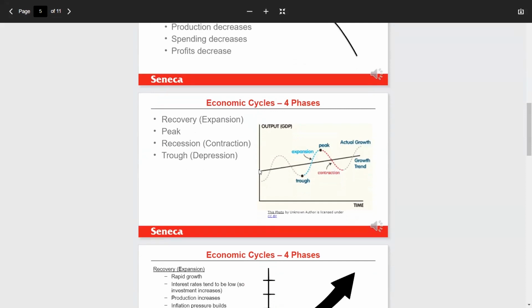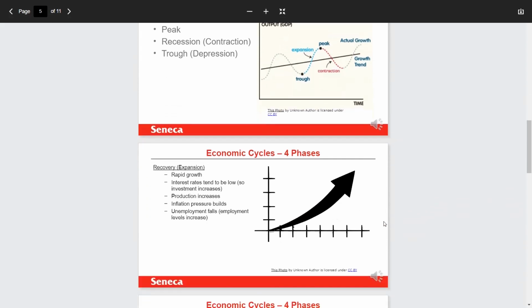So economic cycles have 4 phases: recovery, expansion, peak, recession, contraction, and trough, depression. Over time, throughout history, there have always been recoveries, expansions, then peak, then recession, contraction, then trough, depression, and then it repeats itself. It's a cycle. The economy just goes up and down, up and down over time, always.